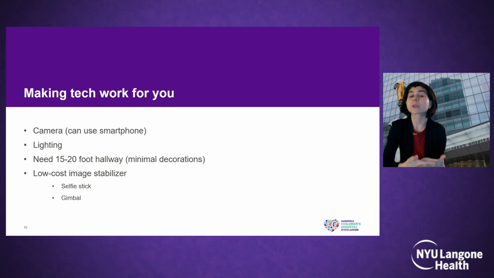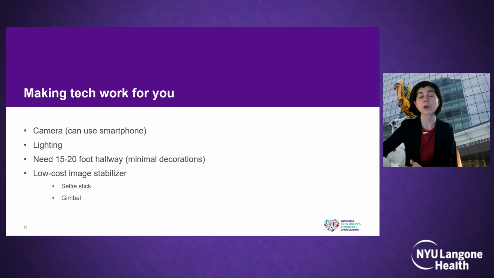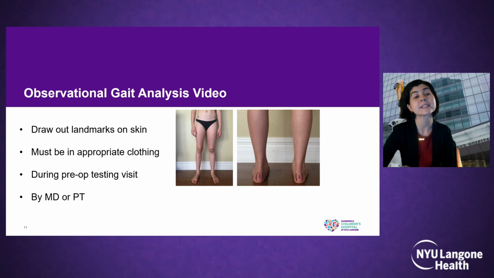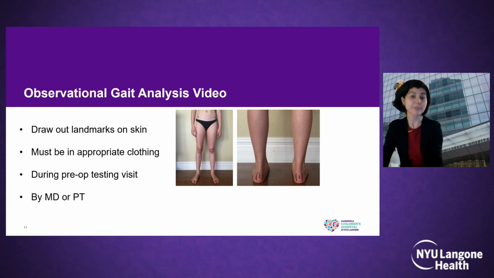You need appropriate lighting. And ideally, you need a hallway that's about 15 to 20 feet, which for most of us, if you have 2 or 3 rooms in a row, is that back hallway in your clinic with minimal decorations. You don't want to pick the one that's right near the poster board. And a very low-cost image stabilizer can be helpful, like a selfie stick or a gimbal. They're incredibly inexpensive, and they can really help so that you don't get that shake of someone holding their cell phone.